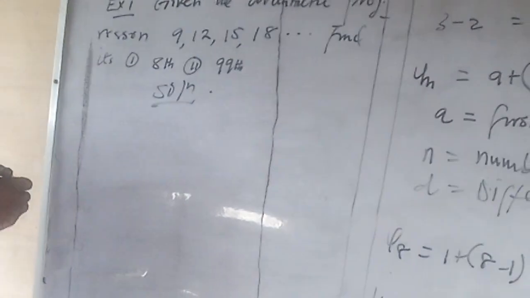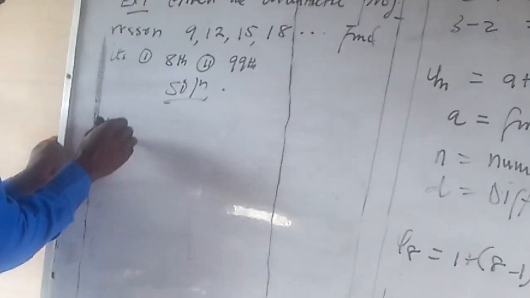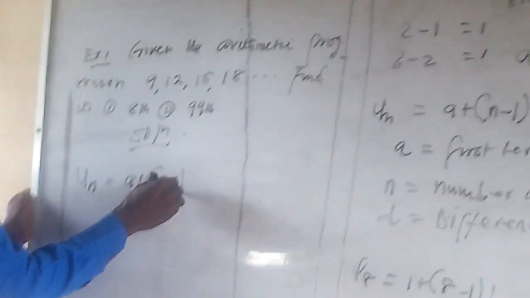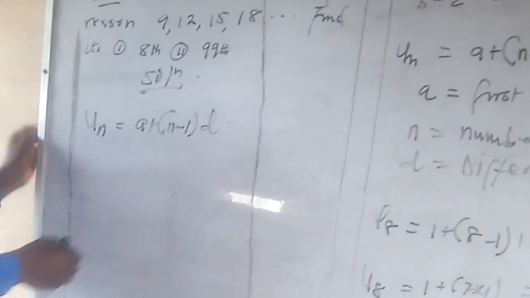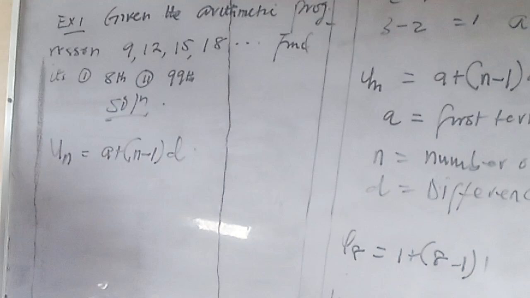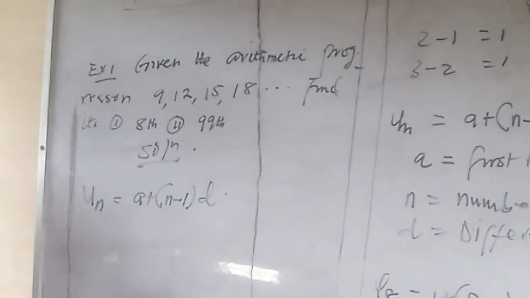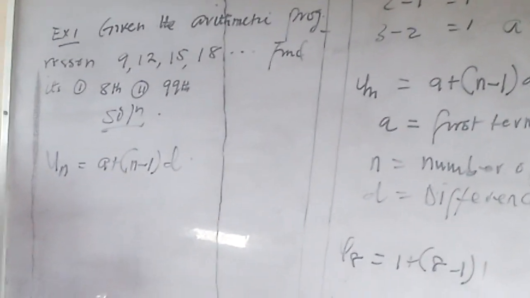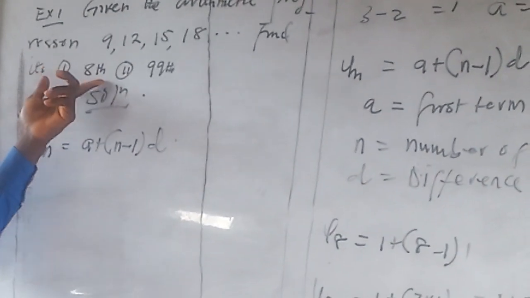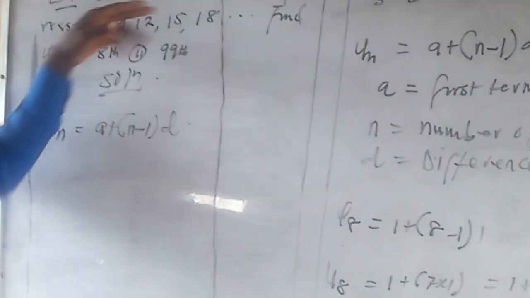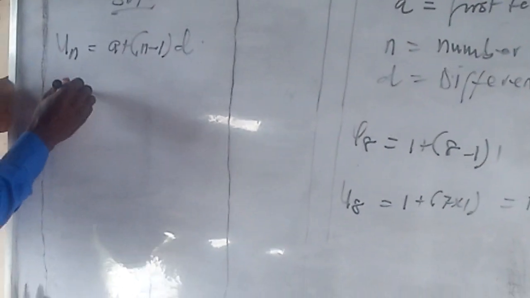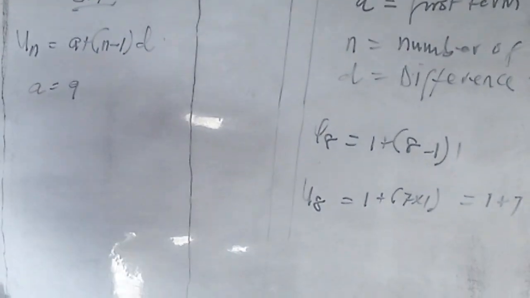We take our solution using Un, which is the same thing as a plus (n minus 1) multiplied by d, where a is the first term, n is the number of the term, and d is the difference that exists between them. In this case we should find the 8th term. Considering this sequence, 9, 12, 15, 18, our a will be 9, the first term.